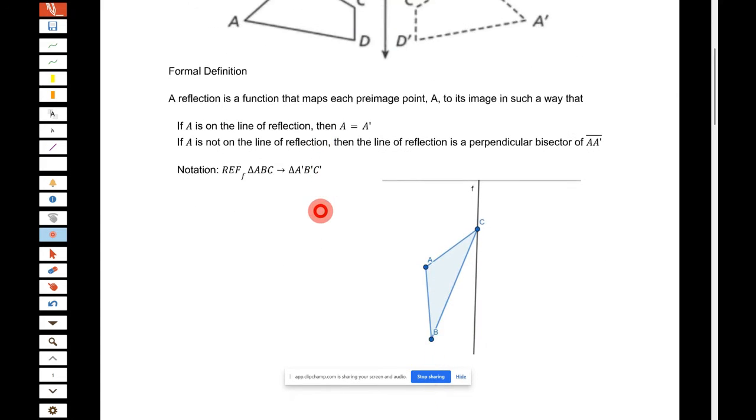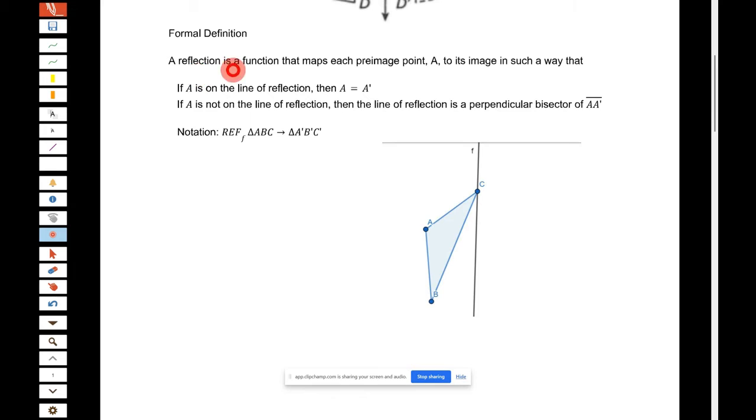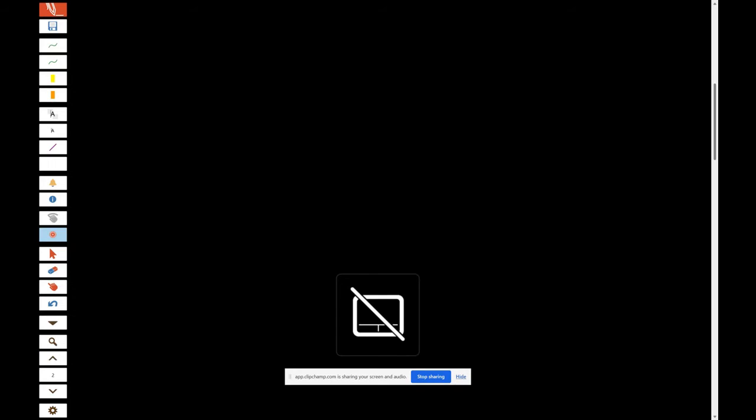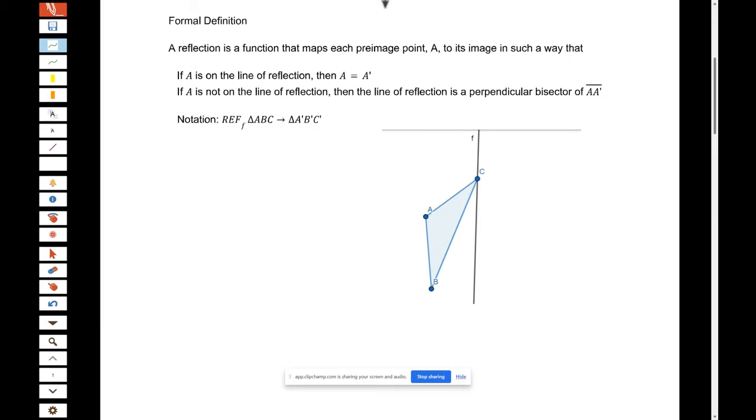The formal definition of a reflection is that it's a function, again, that maps the pre-image A to its image in such a way that one of two things will happen. If the point is on the line of reflection, then the point is its own image. So here C is on the line of reflection. So that means when we are drawing the image of C, it is also going to be on the line of reflection. So C will equal C prime.